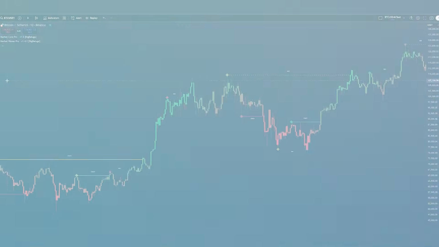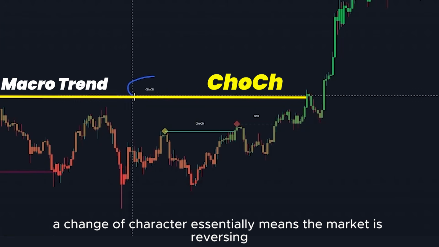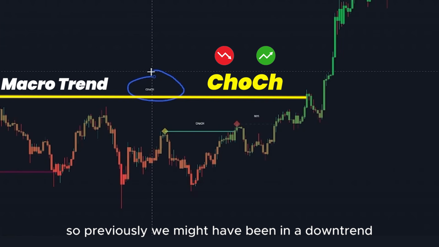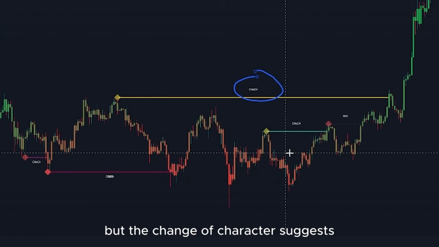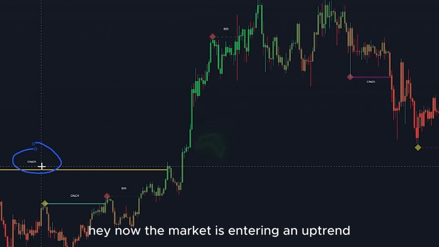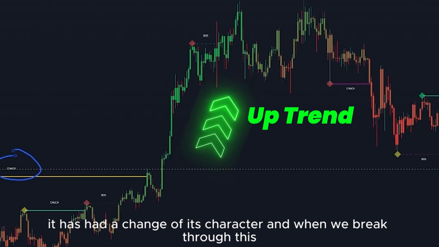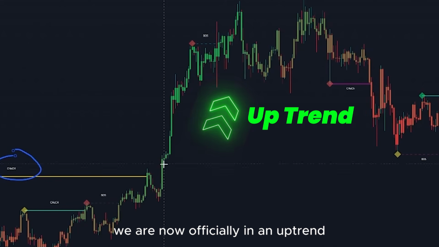So here in yellow, we see a macro change of character. A change of character essentially means the market is reversing. So previously, we might have been in a downtrend, but the change of character suggests, hey, now the market is entering an uptrend. It has had a change of its character. And when we break through this, we are now officially in an uptrend.